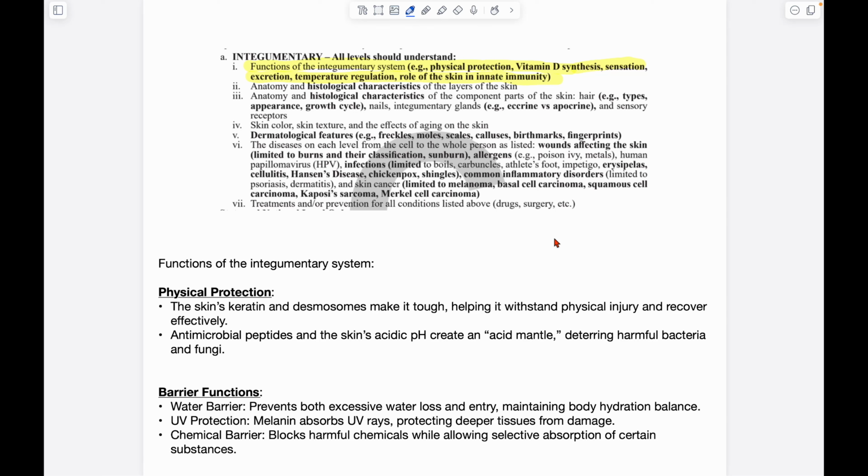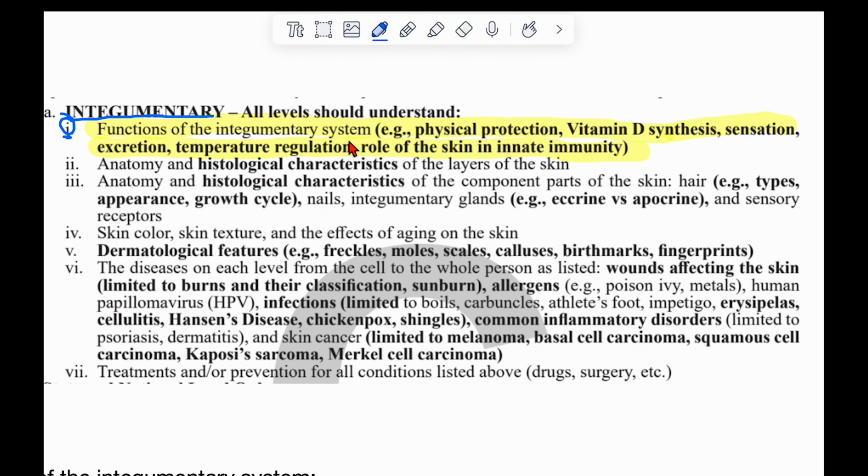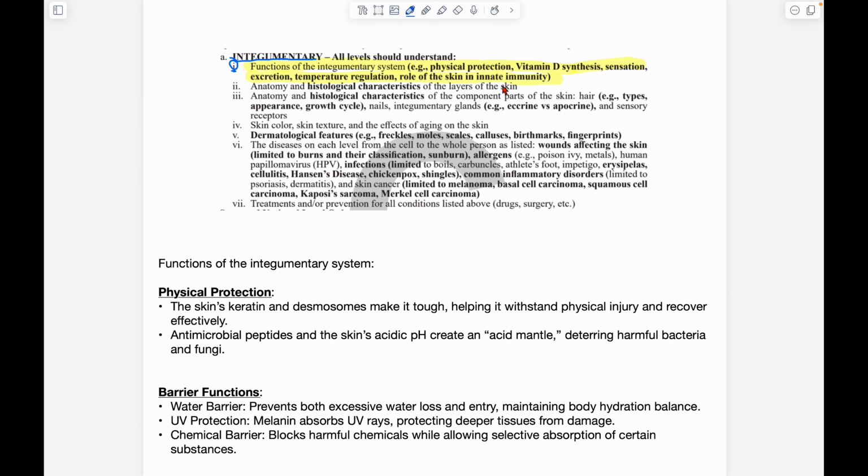Hello everyone, today we'll be looking at the event Anatomy and Physiology for Science Olympiad, and we're going to be starting at the integumentary system, and in the rule book we're going to be looking at just I. This says functions of the integumentary system such as physical protection, vitamin D synthesis, sensation, excretion, temperature regulation, and the role of the skin in innate immunity.